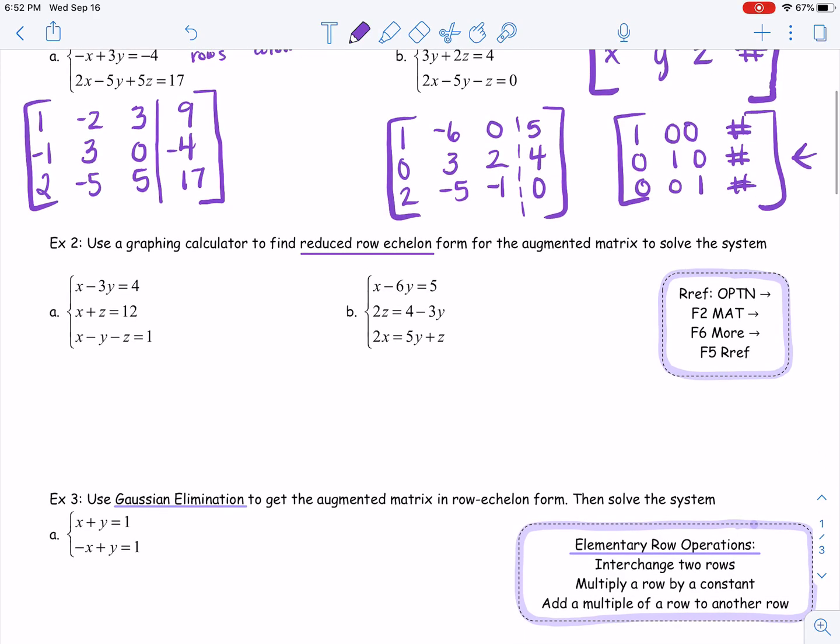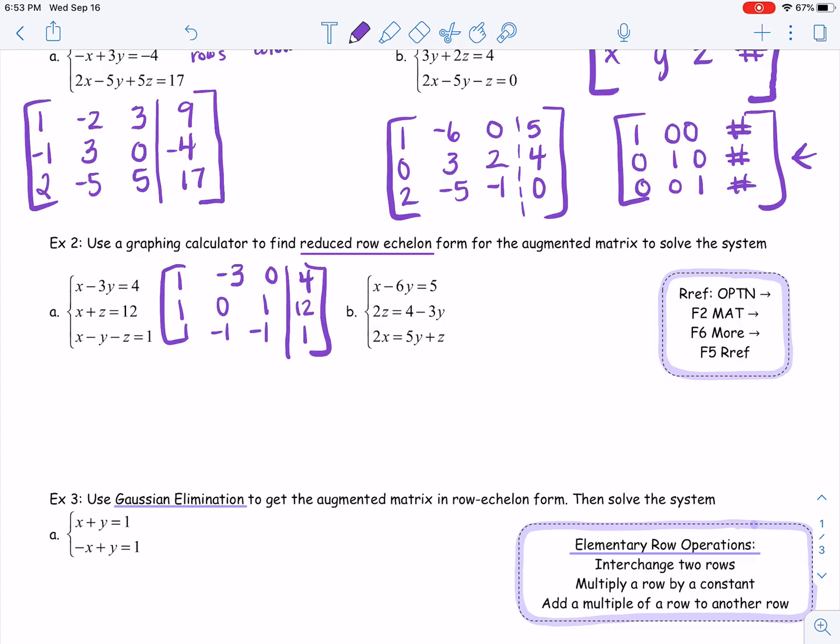So here in example A, I know that I have 3 rows and I'm going to have 4 columns because I see 3 variables. So this is going to turn into 1, -3, 0, and 4, 1, 0, 1, 12, and then 1, -1, -1, 1. Okay, so this is what I'm going to be putting into my calculator.